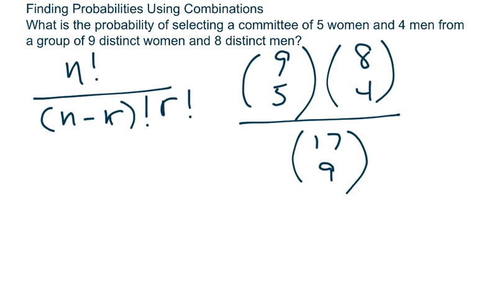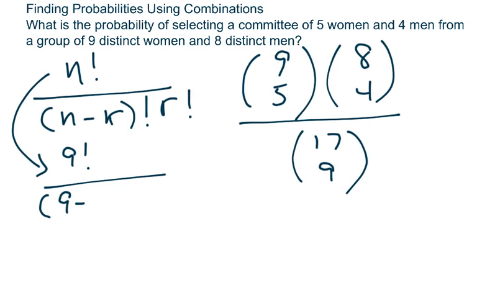So for 9 choose 5, if we look at our formula, n factorial would become 9 factorial divided by 9 minus 5 factorial times 5 factorial. Since n represents the total number in our group, and 5 represents how many we're choosing out of that group.